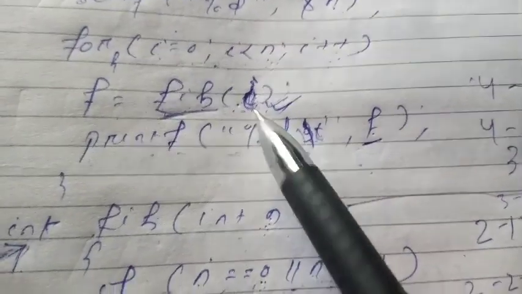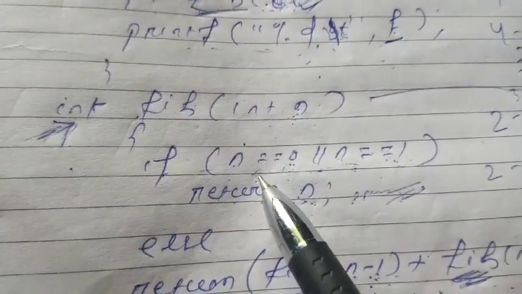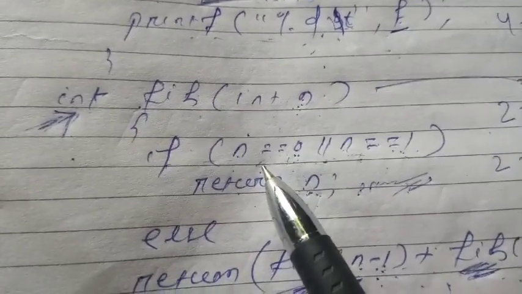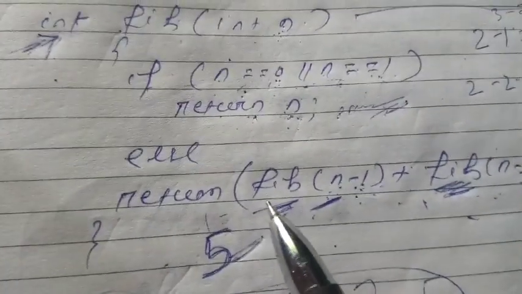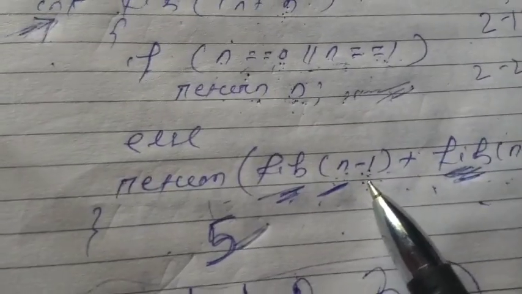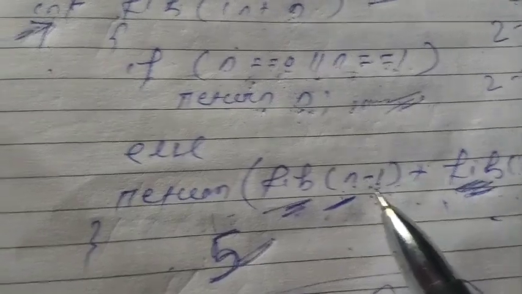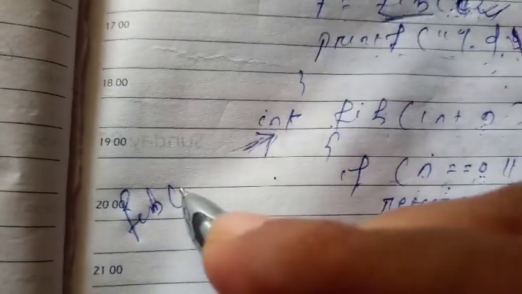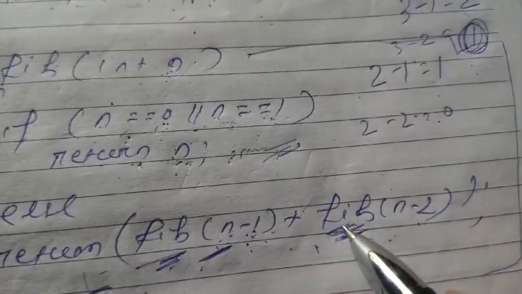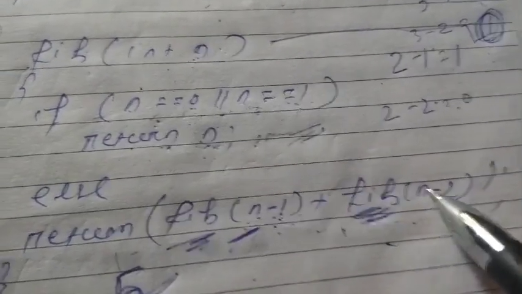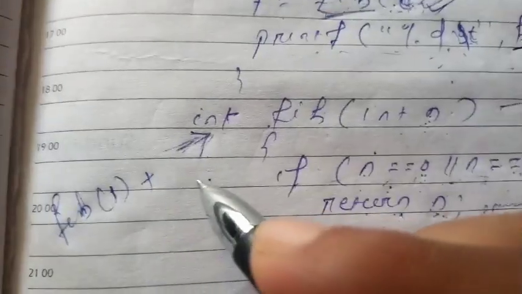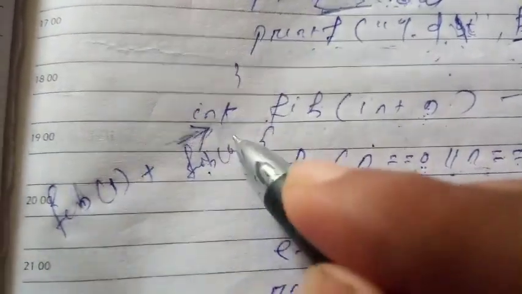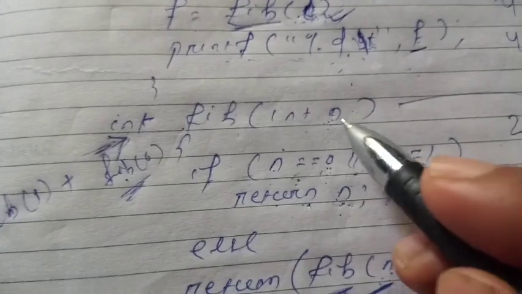So now I value is 2, come to here, this condition is false, so n value is not 0 or 1, so come to the else part. So fib n minus 1, so what is the value of n? N value is 2, so what will we write? Fib 2 minus 1, that is fib of 1, plus fib of n minus 2, that is 2 minus 2, so fib of 0.